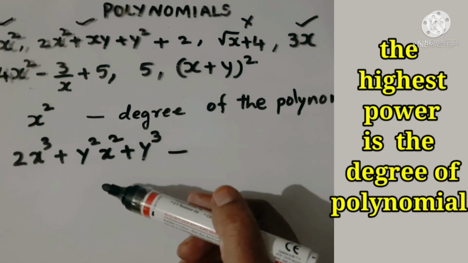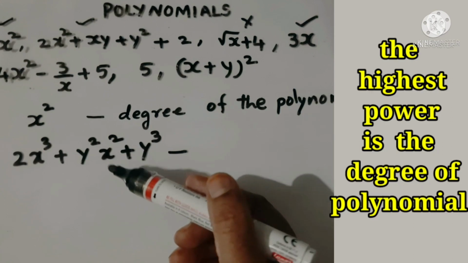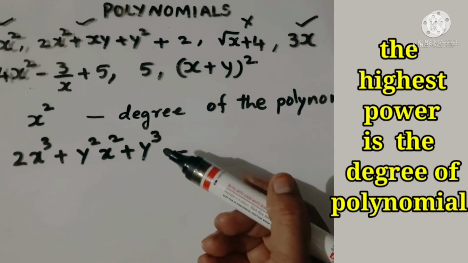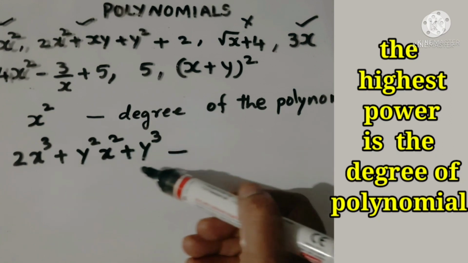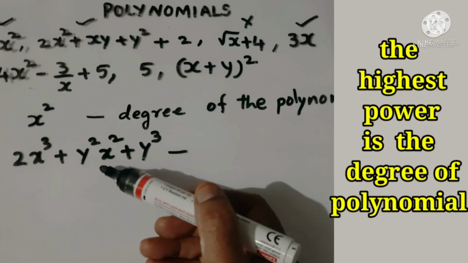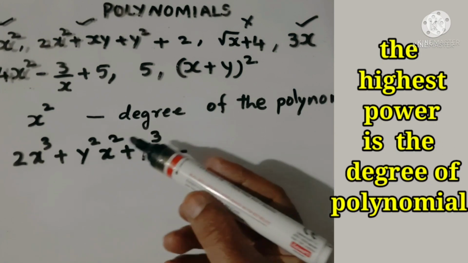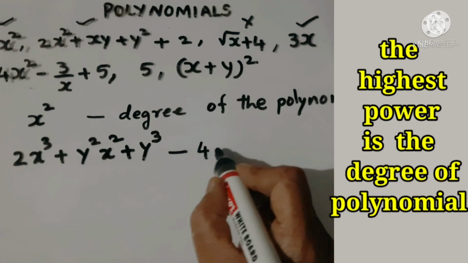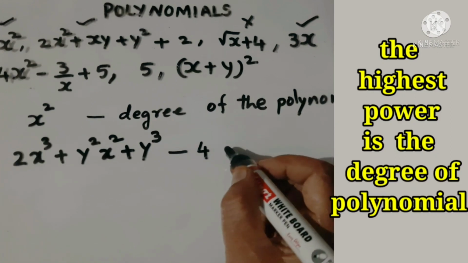So what is the degree? The highest power of the polynomial is called the degree of that polynomial. So what is the highest power we got here? We got 4 as the highest power. So the degree of the polynomial here is 4.